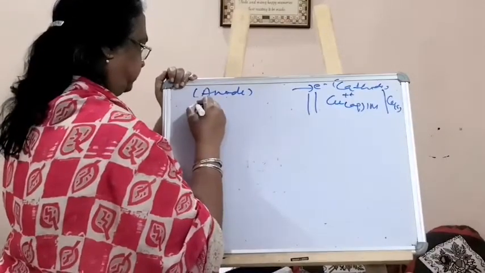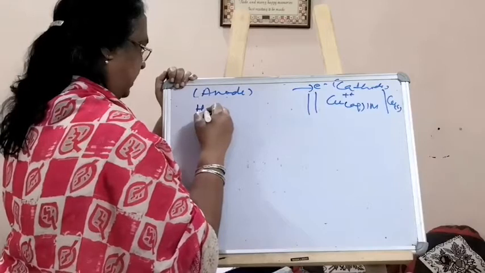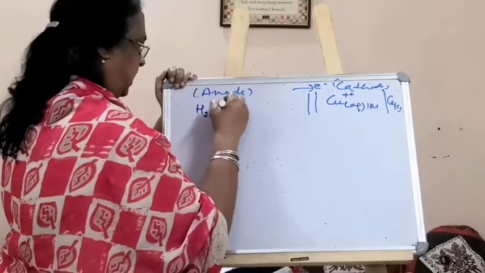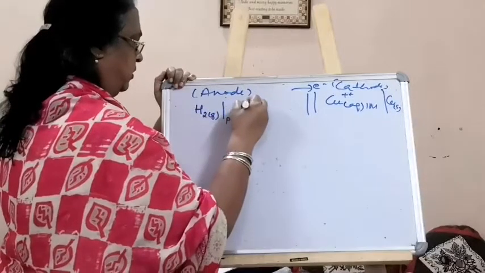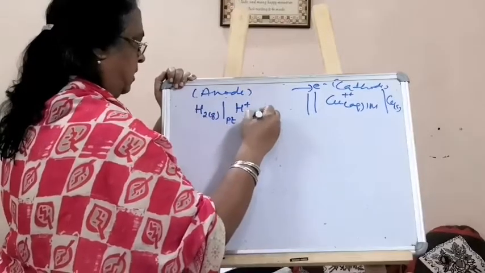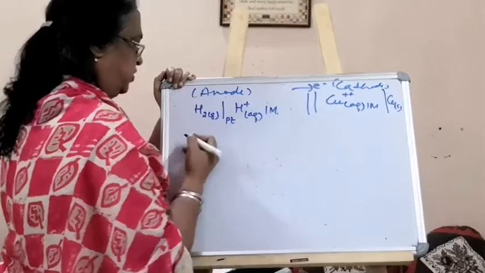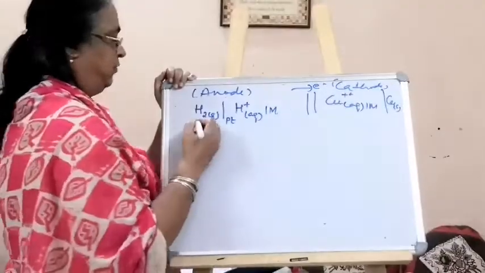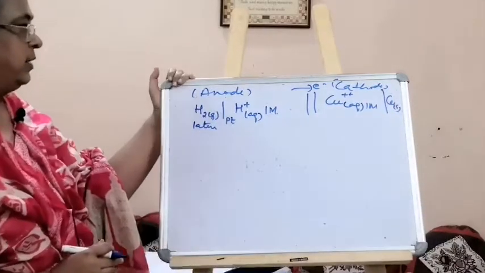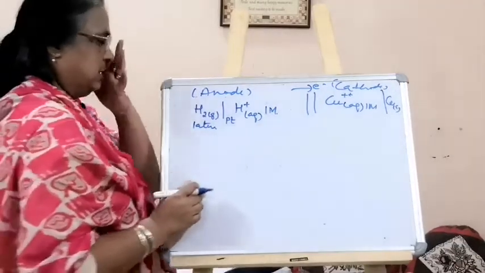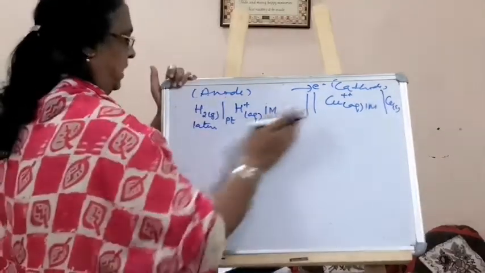That is your hydrogen gas over platinum electrode and hydrogen ion aqueous having concentration 1 molar. Here you will have to mention the pressure also, 1 atmosphere, that also you can do. So here this is your anode and cathode.